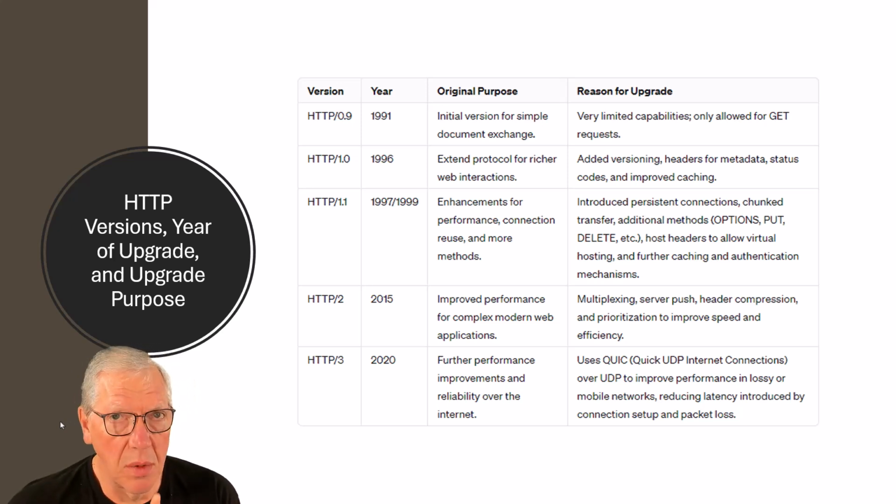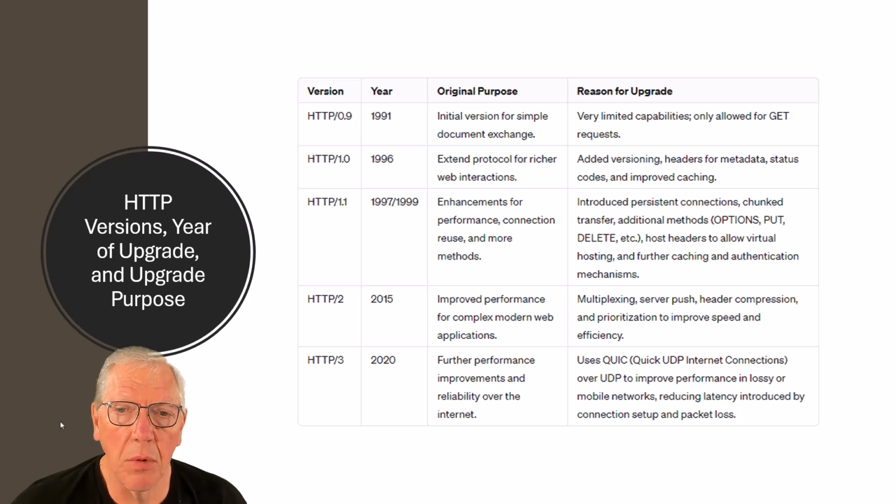1.1 came along just 1 year later, but it took 2 years to roll out. It had a lot of enhancements in it, and it added some things like options and put and delete to the methods that could be used inside HTTP. It would allow it to do virtual hosting, and we improved the caching on it and some authentication mechanisms, so it was getting more and more serious.